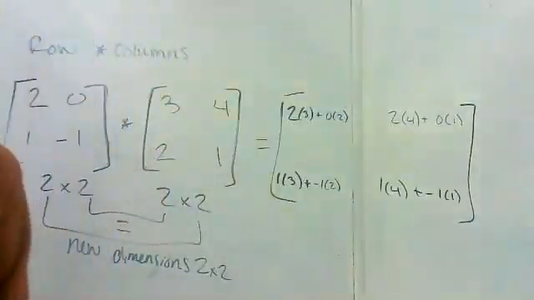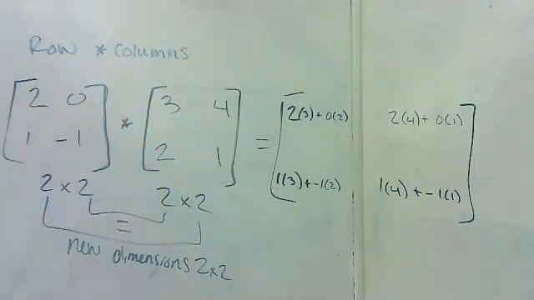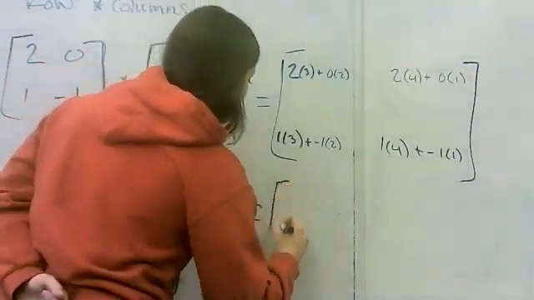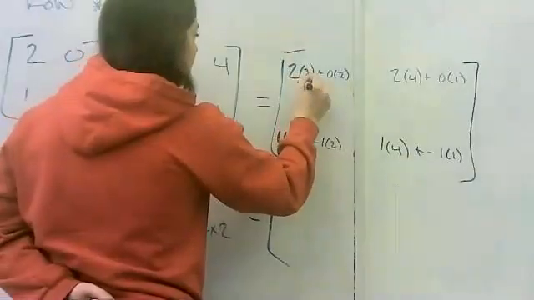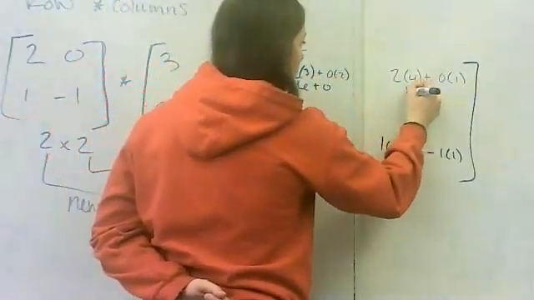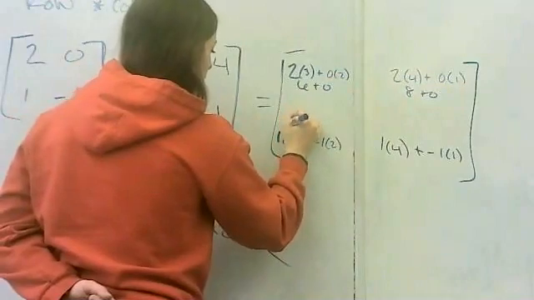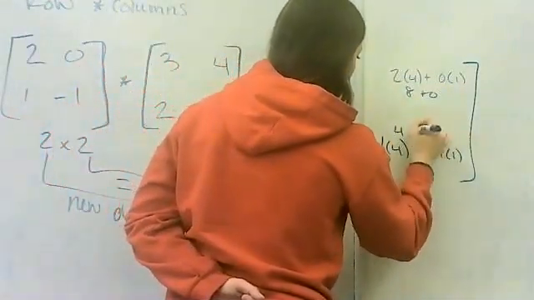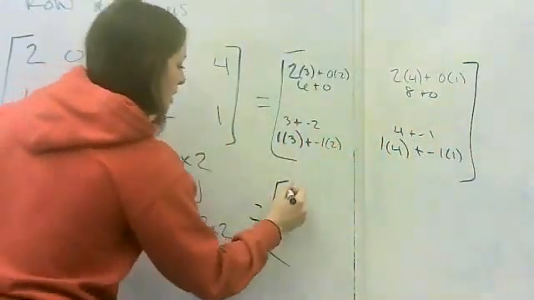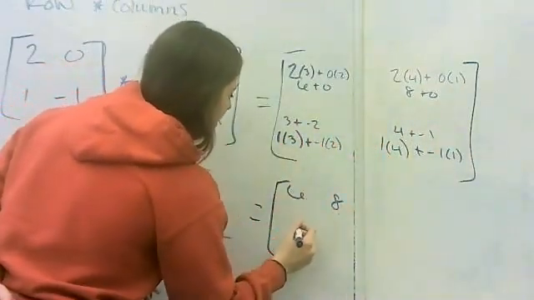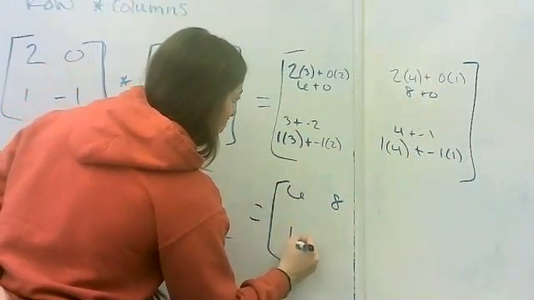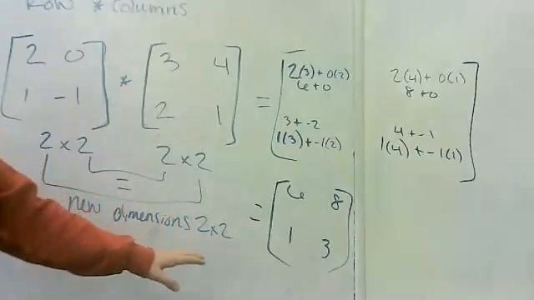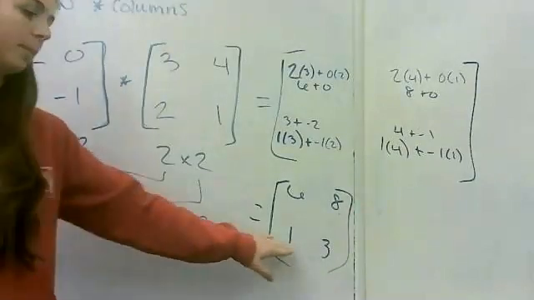Okay, and the very last thing that you would truthfully just do here is actually do those multiplications and add those terms together. So if we did so, we would have 6 plus 0, 8 plus 0, 3 plus -2, and 4 plus -1. So 6, 8, 1, and 3 would be my final 2 by 2 matrix.